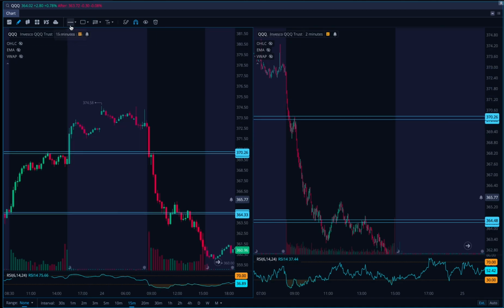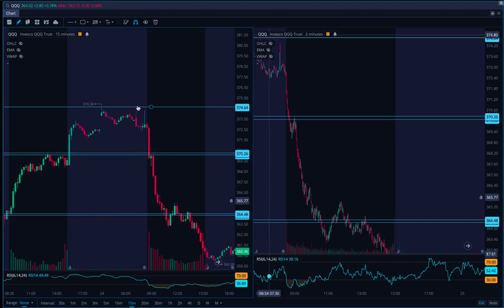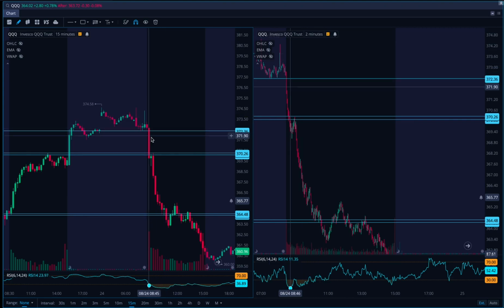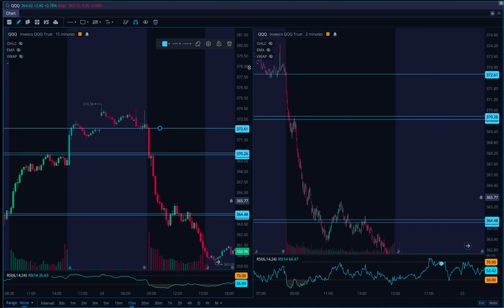So let's go ahead and chart our pre-market levels. Pre-market high, we didn't really use it. Pre-market low, we just sliced right through it. So we'll just stick with the opening price.